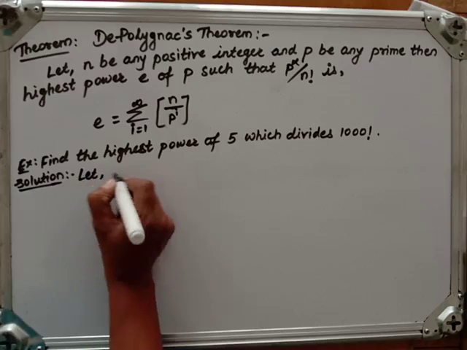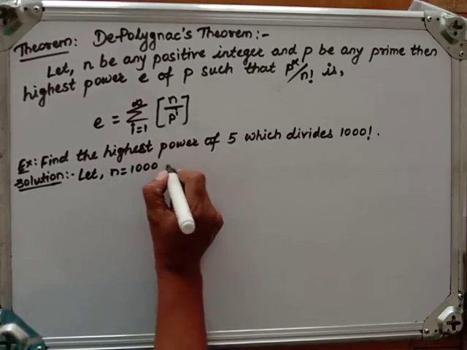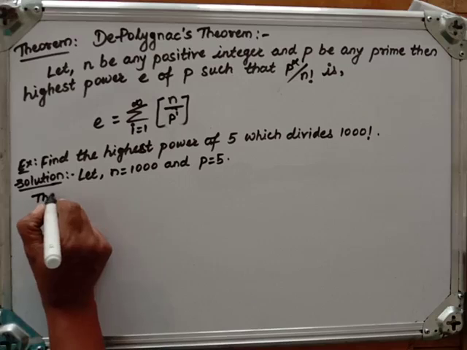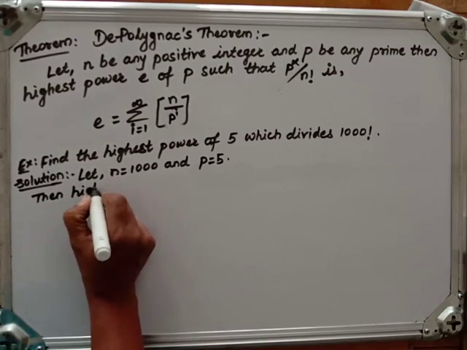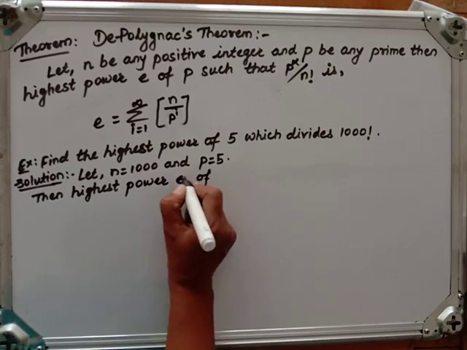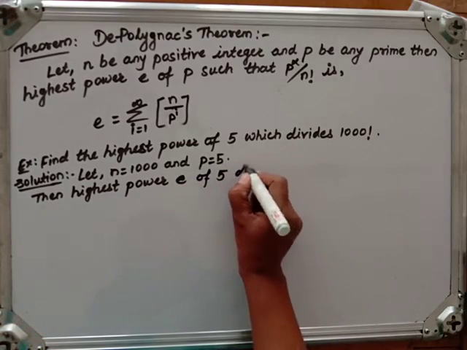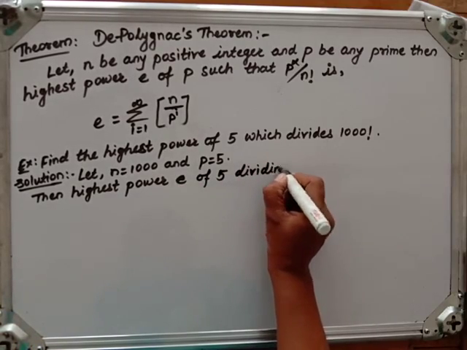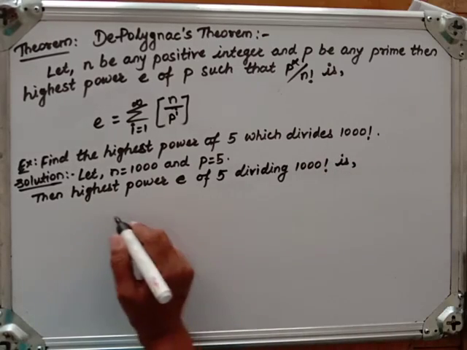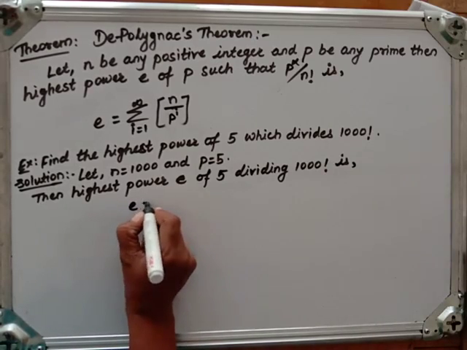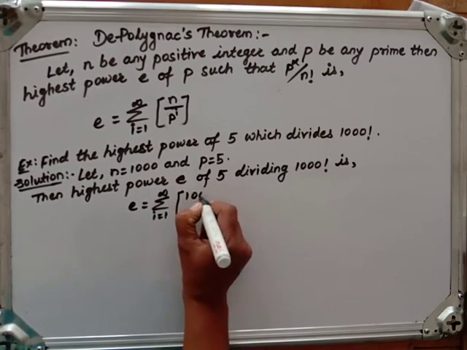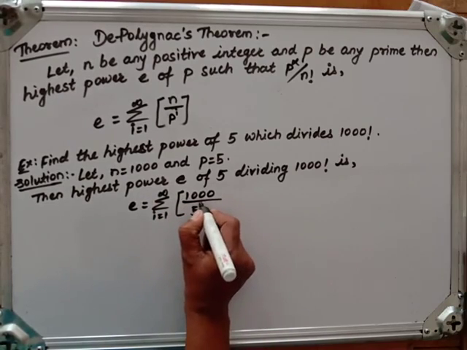Let n equal to 1000 and p equal to 5. Then the highest power e of 5 dividing 1000 factorial is e equal to summation i from 1 to infinity of the greatest integer function of 1000 upon 5 raised to i.